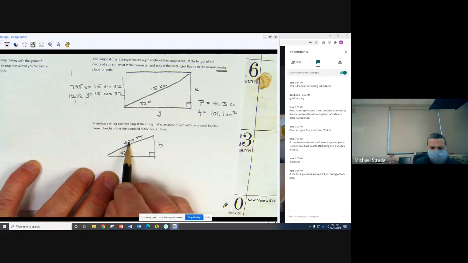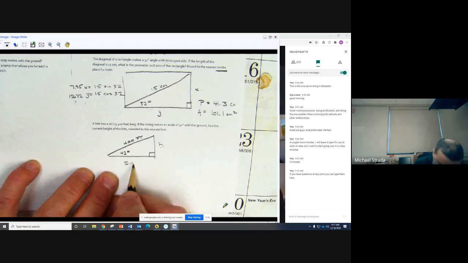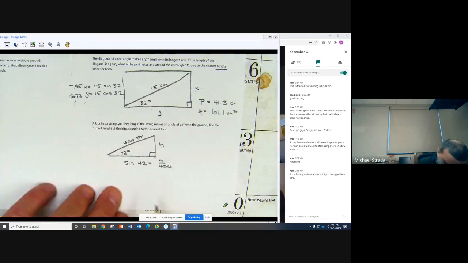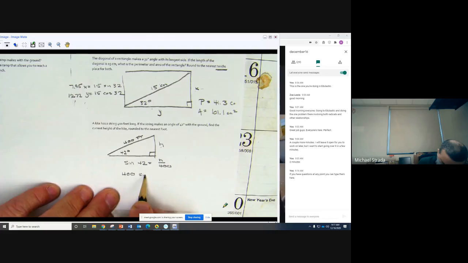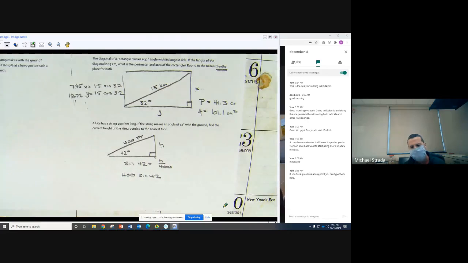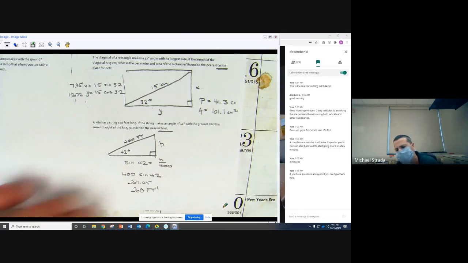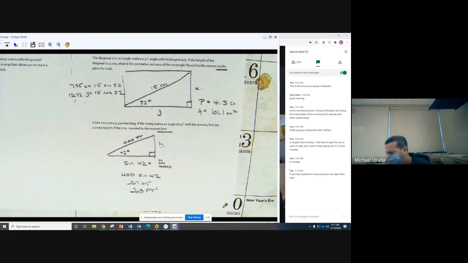Height is opposite, 400 is hypotenuse, so we're going back to our friend sine. So the sine of 42 degrees equals h over 400. How do we get rid of a division by 400? We multiply, so h equals 400 sine 42. When I do 400 sine 42, I get 267.65. It says rounded to the nearest foot, so I'm going to round up to 268 feet. So again, the trig part is what we've all been doing. You just have to set up a problem with the words they give you.